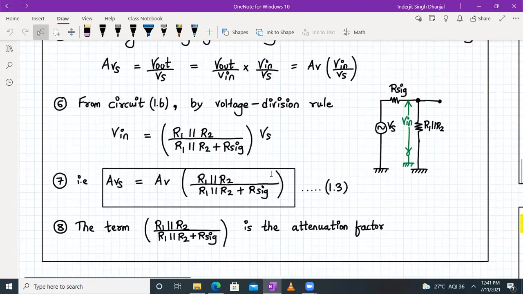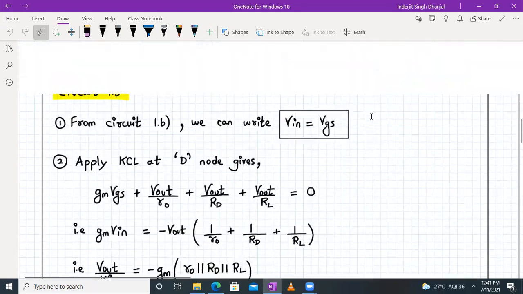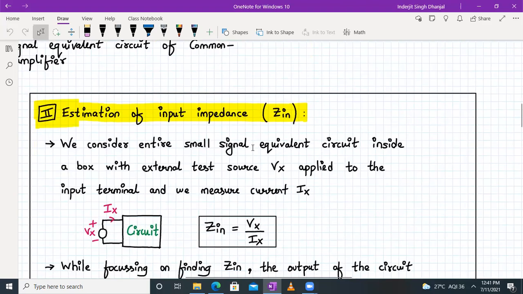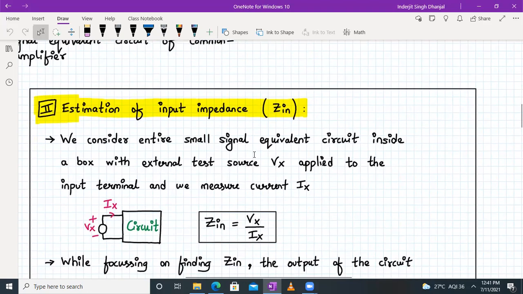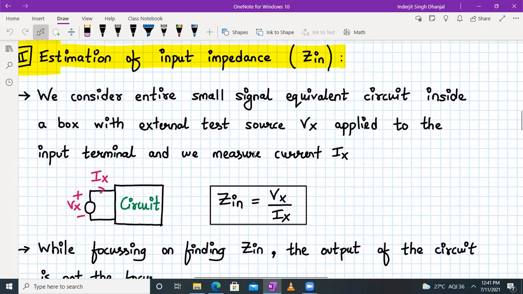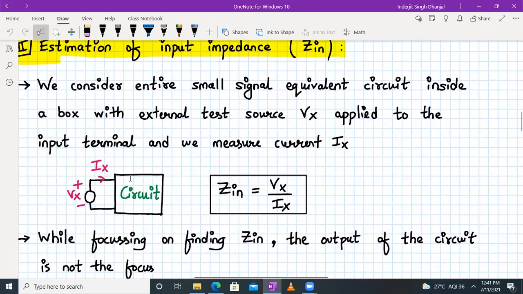Now, next we have to determine the input impedance. So let us go to the input impedance. We will adopt a technique in finding the input impedance Zin. So what we have to do is look carefully. We consider the entire small signal circuit inside a box, and here it is my small signal equivalent circuit. And we apply an external test source Vx, and we measure the current Ix. So what will be Zin over here? Zin will be given by Vx divided by Ix. So that's the approach which we will be following.